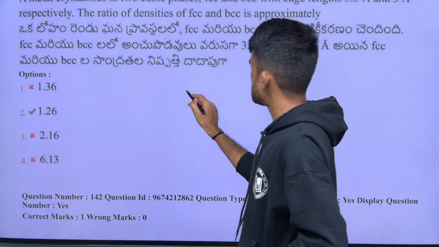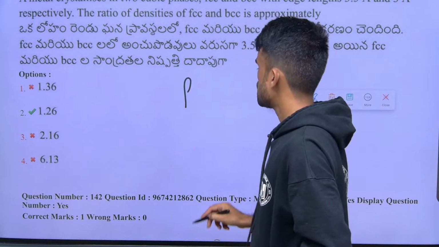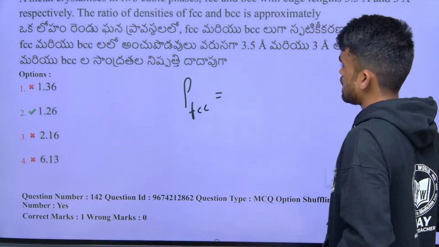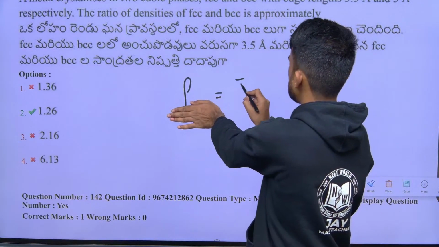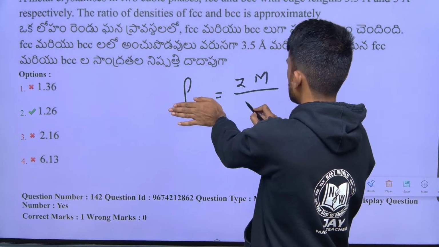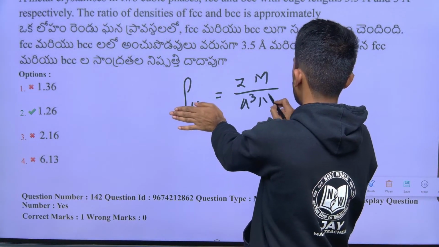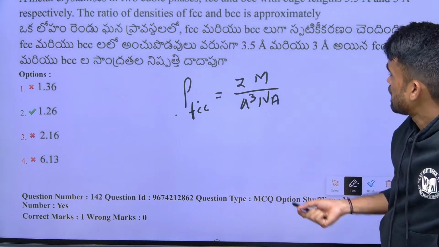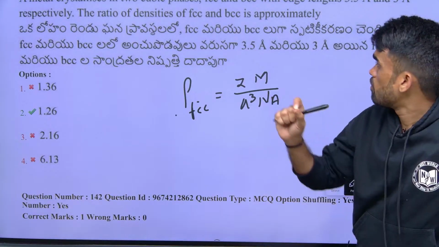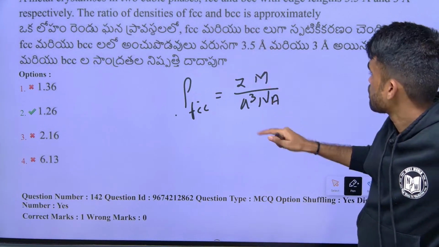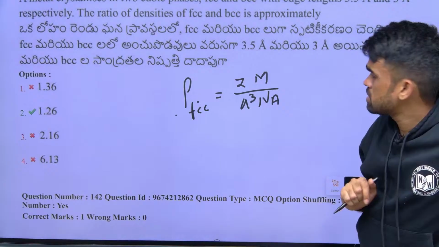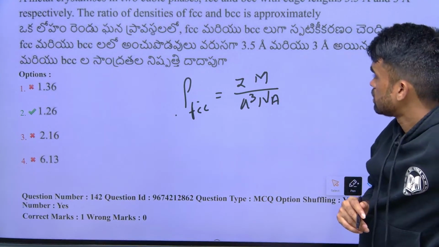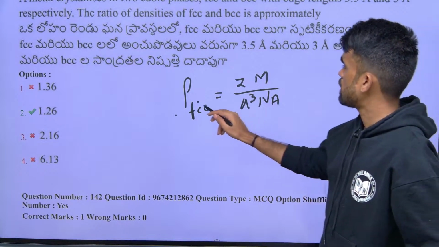So what is the density formula? Density for FCC, let us say, I am writing here. The general density formula is ZM by a cube into Na, where Z indicates the number of atoms in that FCC lattice, M represents the mass, a cube is the volume, and Na represents Avogadro number here, right? So now this is for FCC.